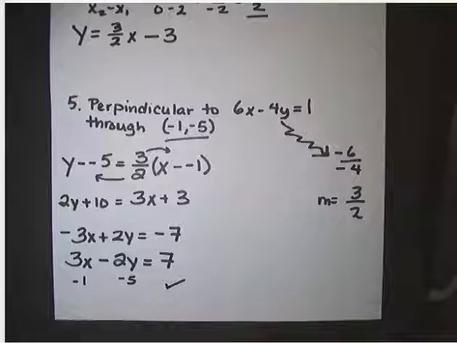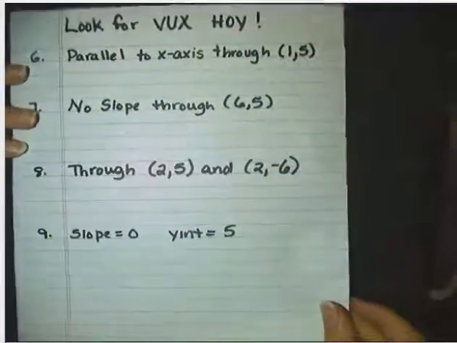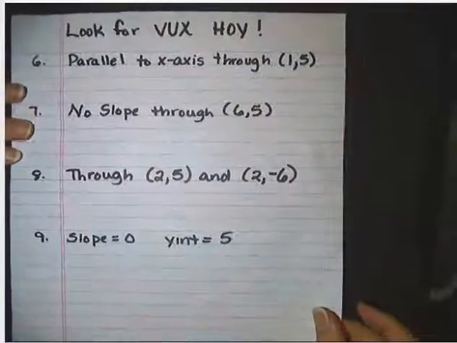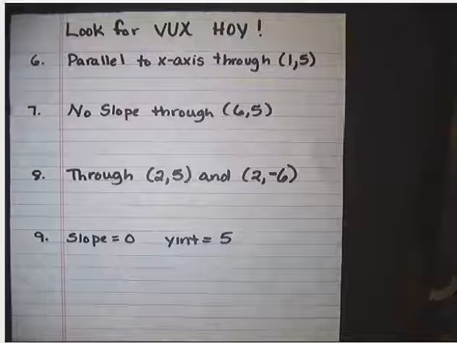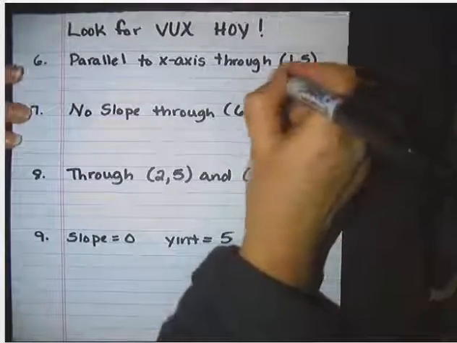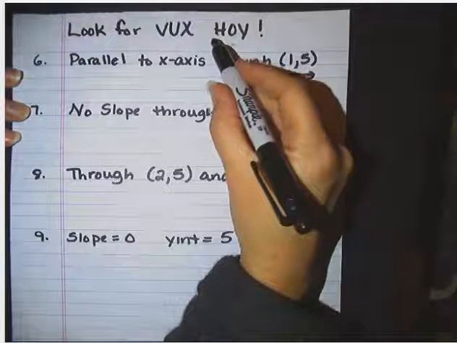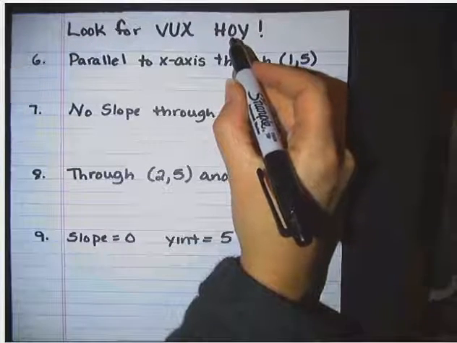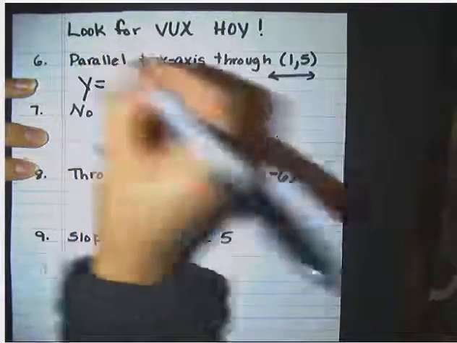Okay, last thing, I want to make sure that you look for your Vux and your Hoy. Look for vertical and horizontal lines. They're so easy to get the equation, but you've got to pay attention. If it says parallel to the x-axis, if a line is parallel to the x-axis, it's a horizontal line. It's a Hoy, horizontal line. 0 is the slope. Y equals a number is the equation. So y equals what? Well, if it passes through the point 1,5, y has to be 5.